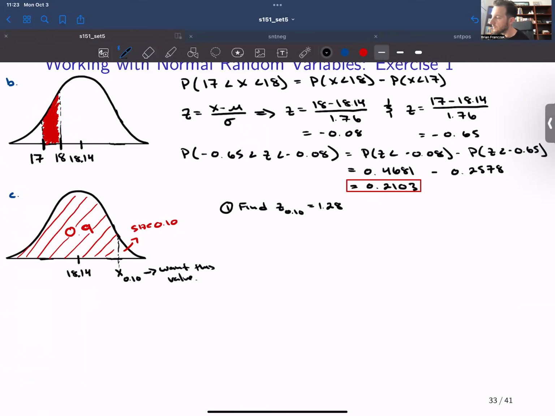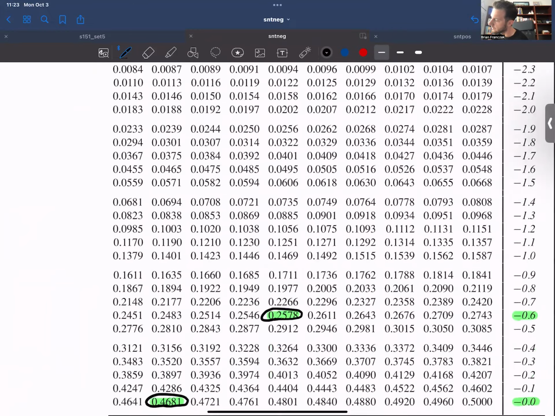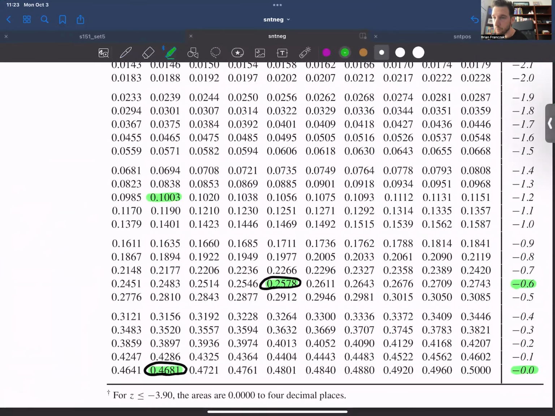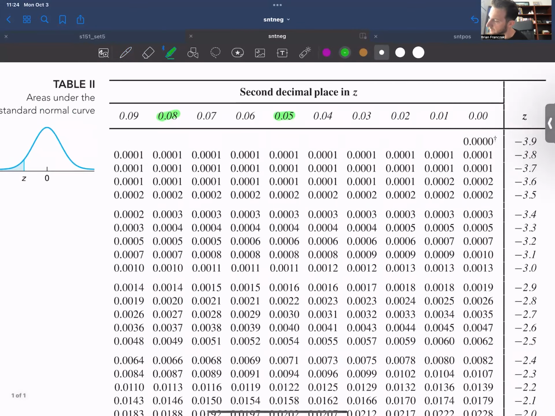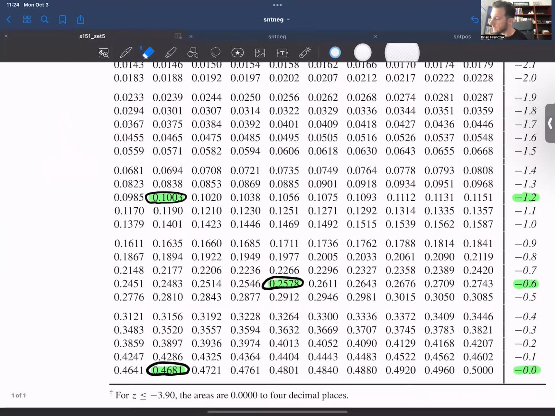Now, the other way you could do this is you could go to the normal table. You could look up 0.1 directly. The closest you're going to get to 0.1 is right here, 0.1003. Okay. And if you come out to the axes, you can see that you have, in this case, negative 1.28 again. If we look it up in the negative table, we have negative 1.28.